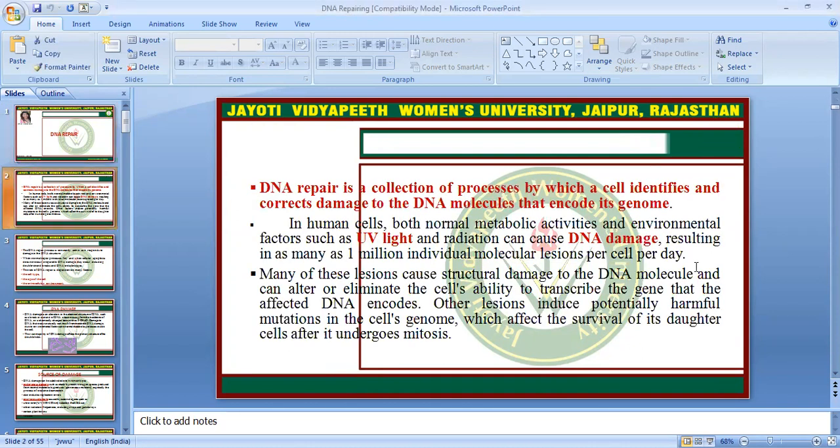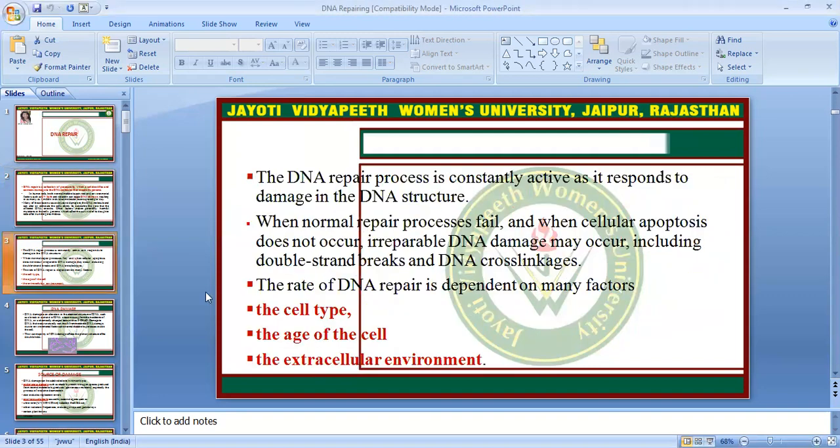DNA repair is a collection of processes by which a cell identifies and corrects damage to the DNA molecules and encodes its genome. DNA damage can be caused by UV light exposure and radiation, resulting in as many as 1 million individual molecular lesions per cell per day. The DNA repair process is constantly active as it responds to the damage in the DNA structure. The rate of DNA repair depends on many factors like cell type, age of the cell, and the extracellular environment.